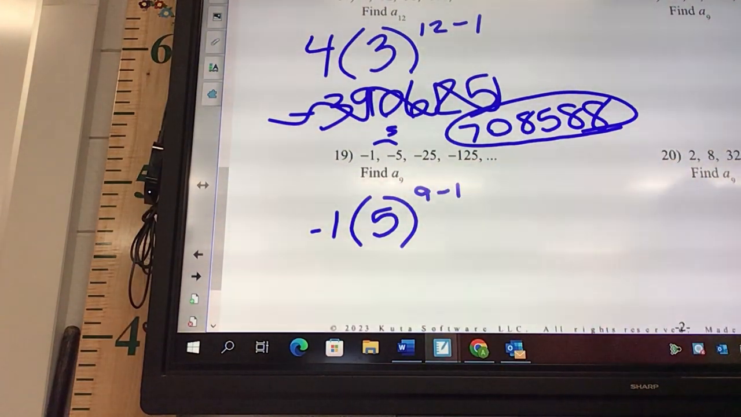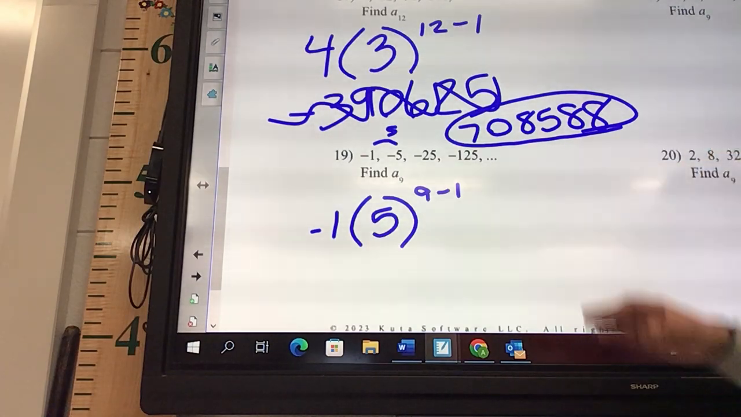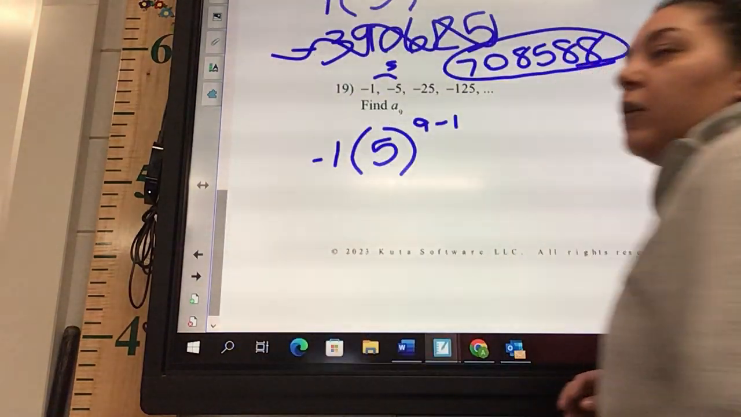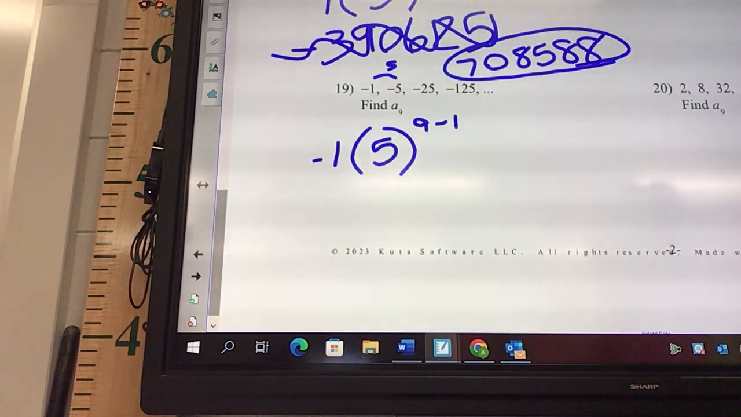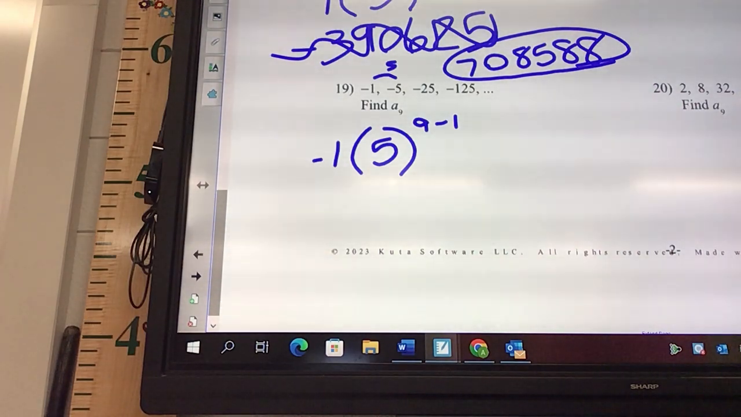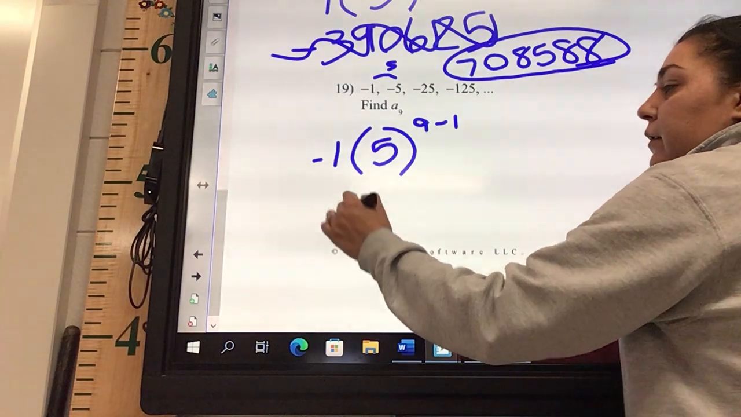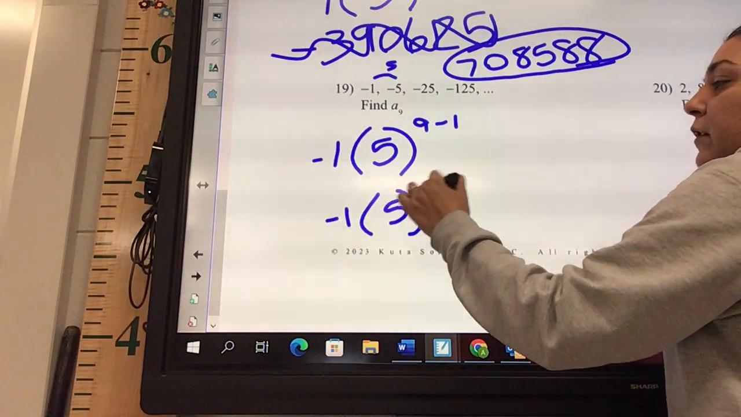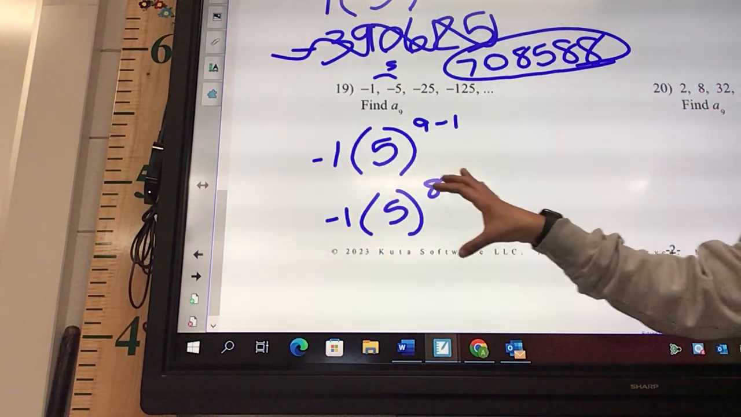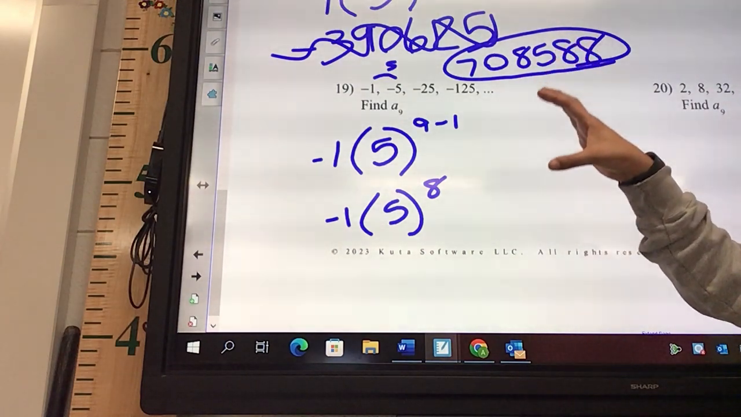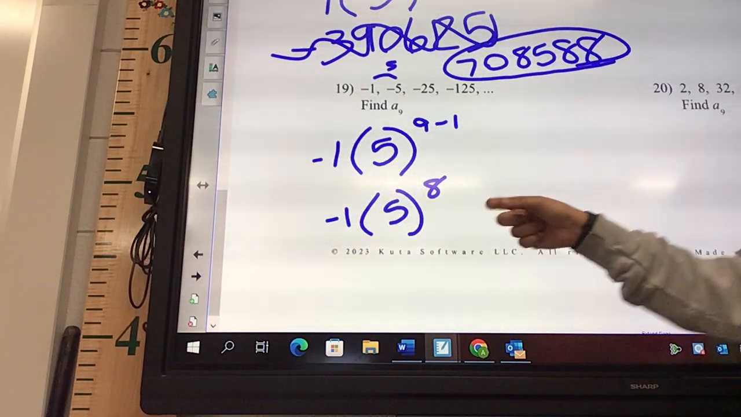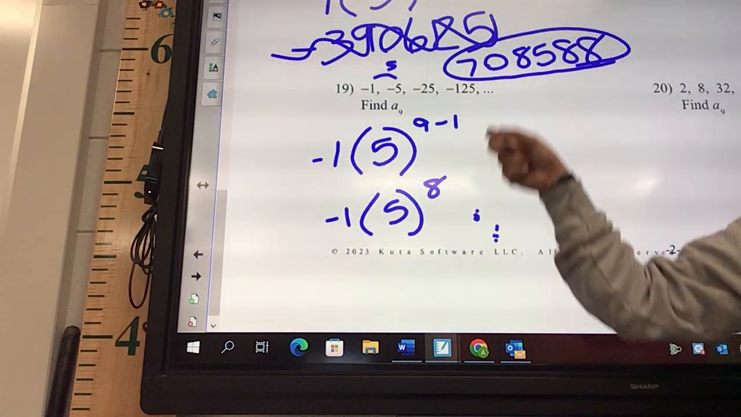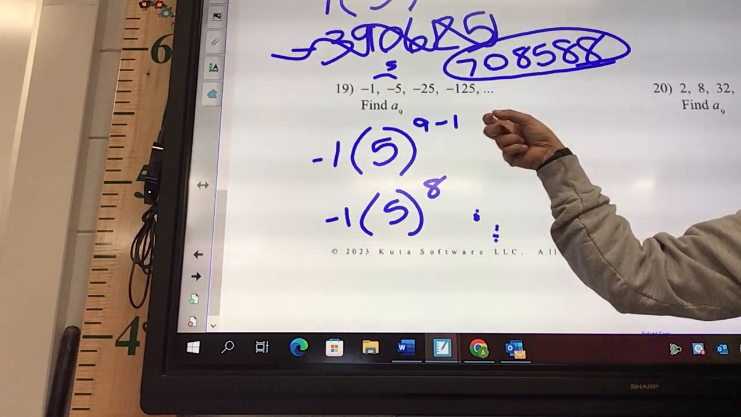Now, I just want you to think. What is 9 minus 1? 8. It is equivalent, especially if you're using one of the older calculators that does not have the orange or green buttons. You're going to have to type it in just like this. These are the same thing. If you're using an older calculator, you have to type it in like this. It will not work like this.